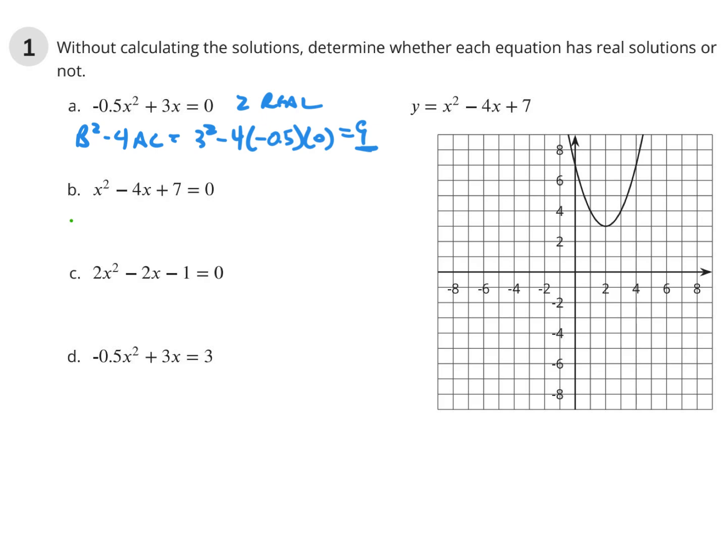B squared, negative 4, make sure you put the negative in parentheses, minus 4 times A times C is 16 minus 28, which is a negative number. So this is 2 non-real.